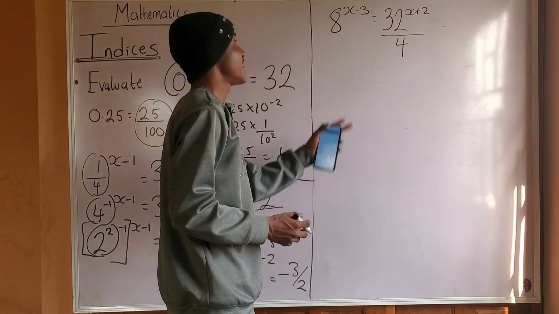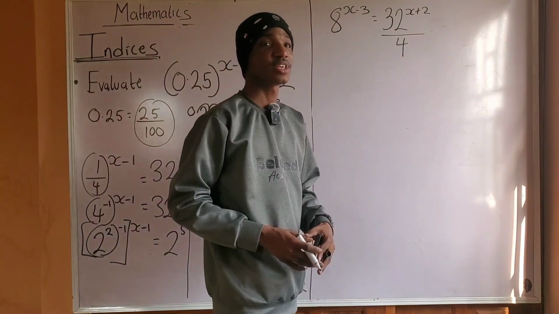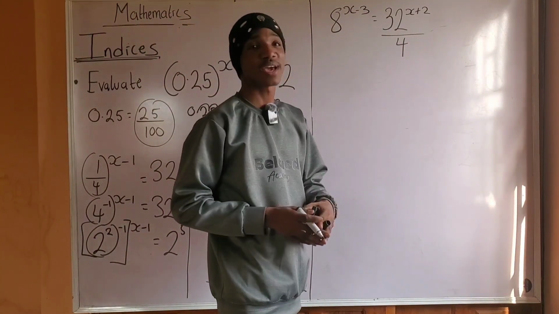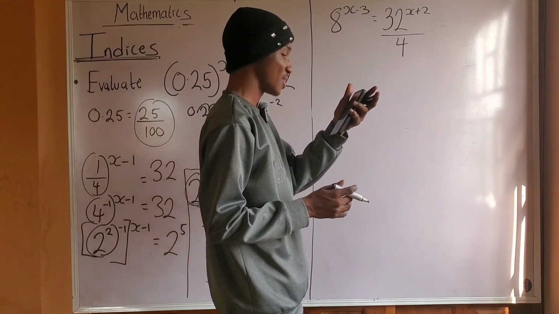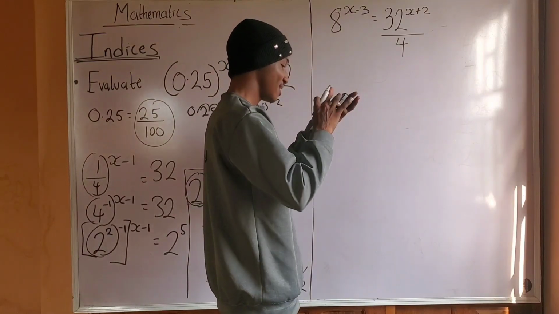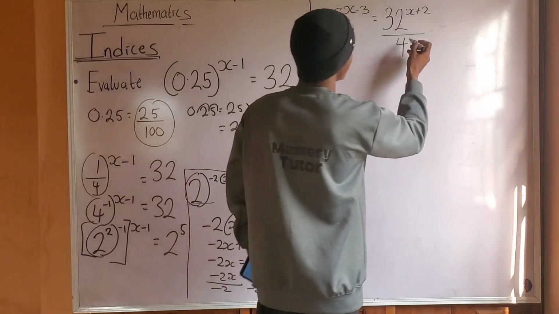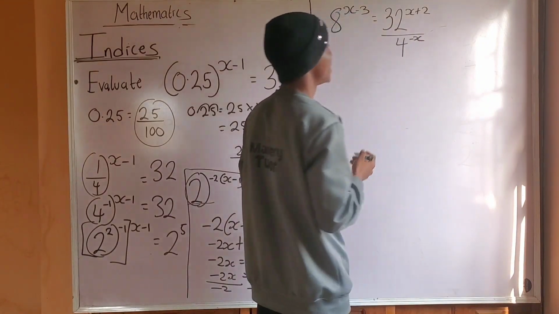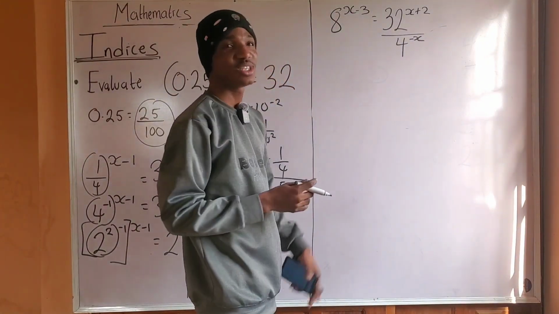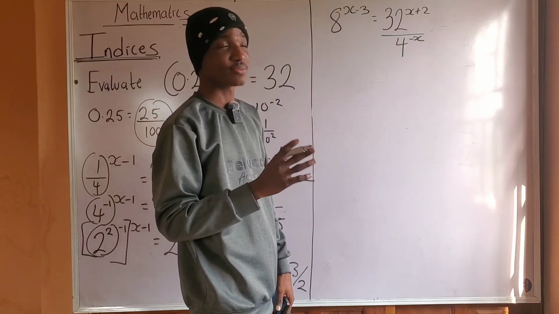We are asked to solve 8 raised to the power of x minus 3 equals 32 raised to the power of x plus 2 all over 4. Okay, we have a beautiful one here. In fact, the 4 is raised to the power of negative x. So now, how do we deal with this question? Just pay attention, it's simple.